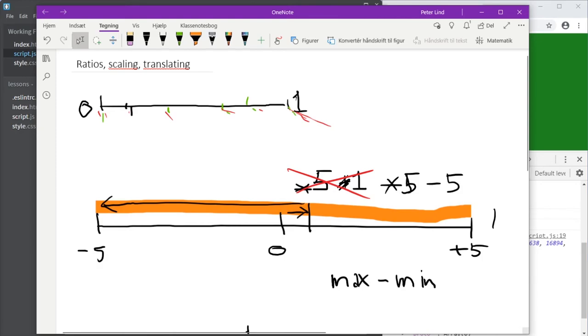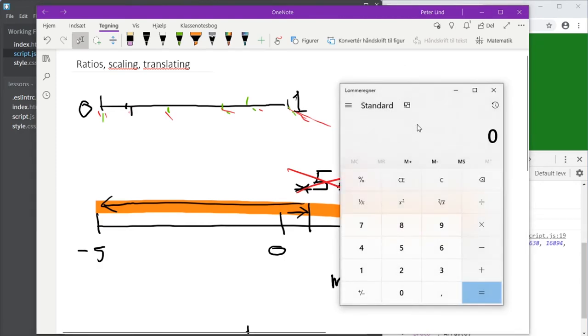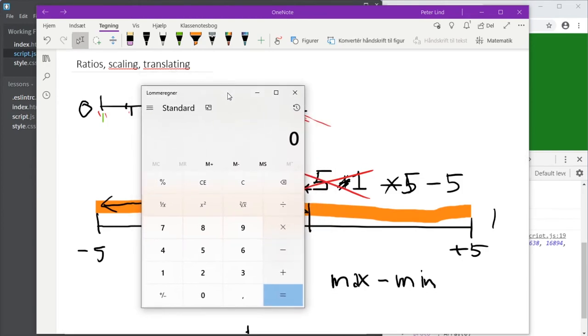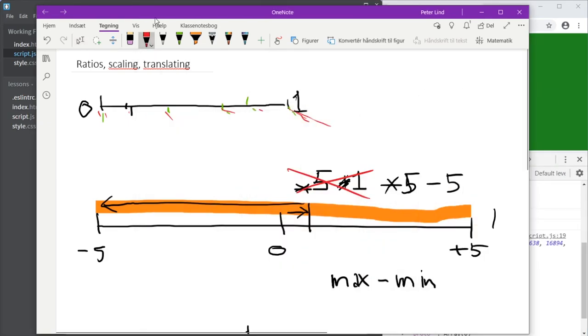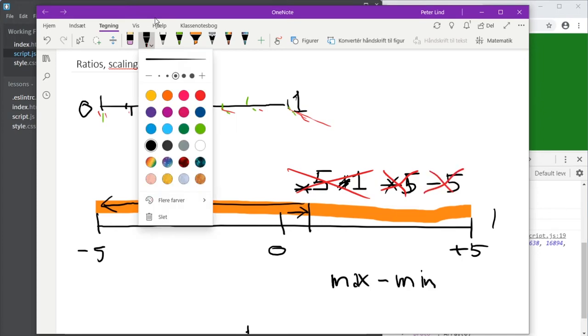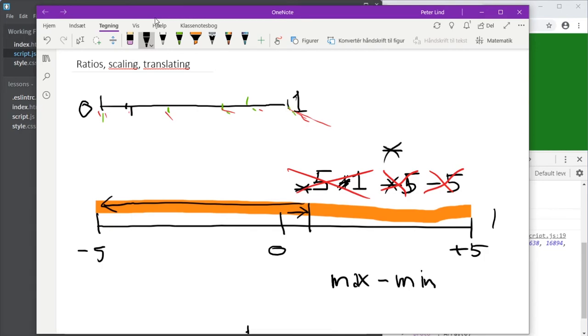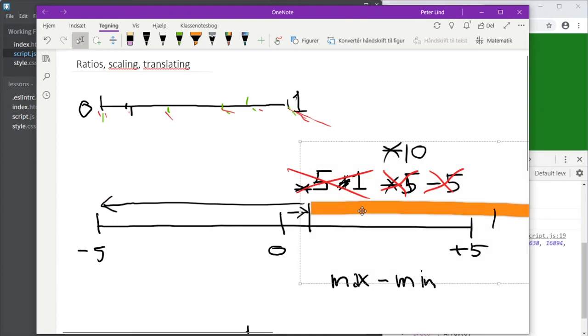And if we take our trusty old calculator, I still have calculators from last, then it would be 5 minus -5, and that is 10. As you might remember from back in the old days, minus gives plus. So we shouldn't multiply by 5, but by 10. Strike that out, and strike that out. So if we multiply by 10, then we would get all the numbers from 0 to 10.